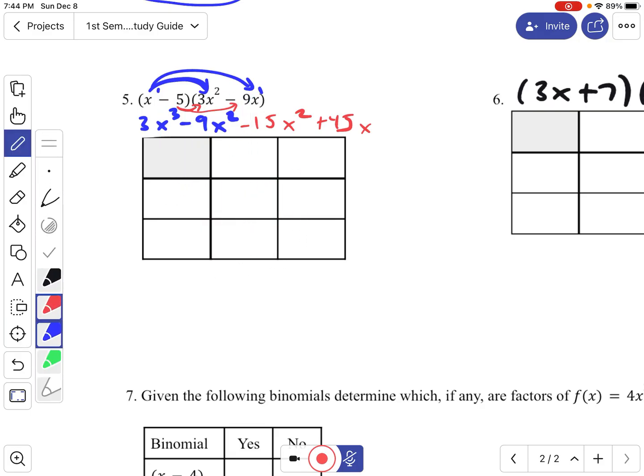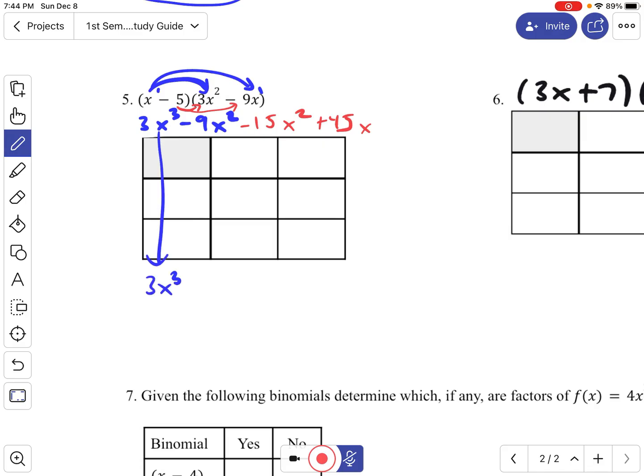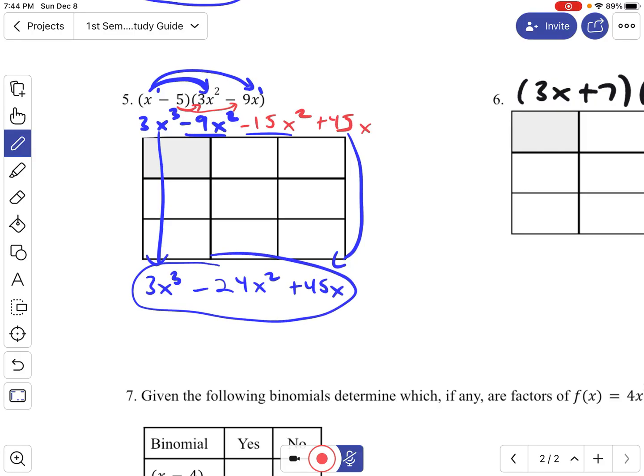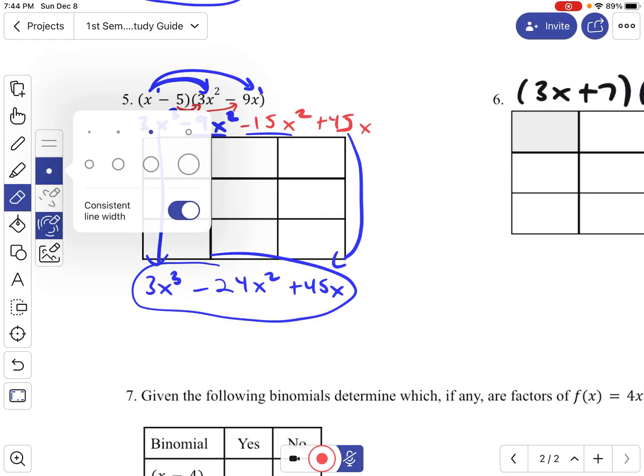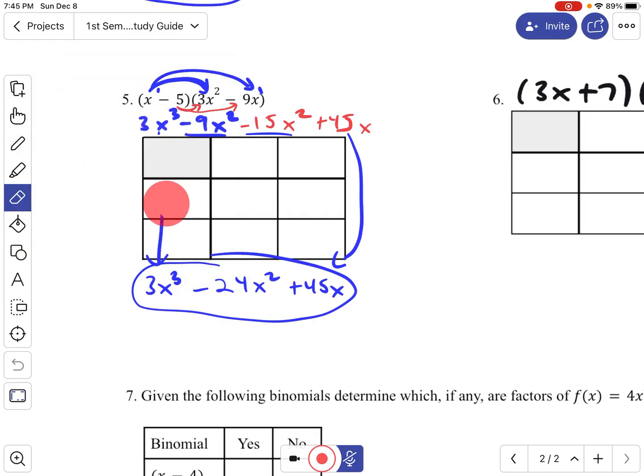But I'm going to put the answer underneath. So this 3x squared is just going to get brought down, or 3x to the third. This negative 9x squared and negative 15x squared will be combined to give you a negative 24x squared. And then the positive 45x will just be brought down. And that'll be it.